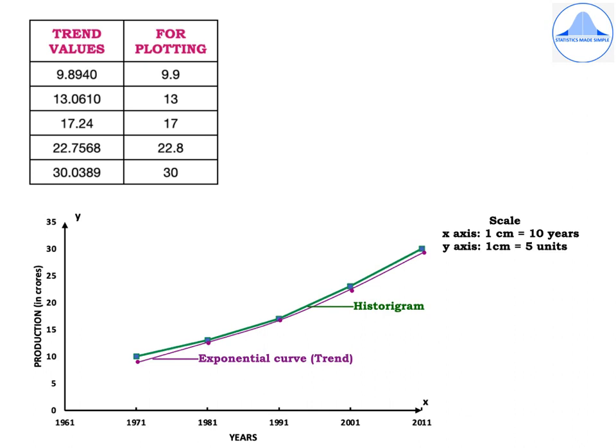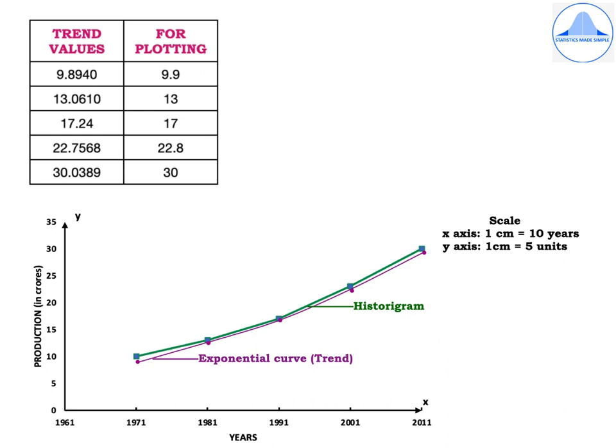Now in this slide, I have formed a table with the actual values and the trend values which will be used for plotting purposes. So the trend values which we obtained were 9.8940, 13.0610, 17.24, 22.7568 and 30.0389. For plotting purpose, I am taking only one place after the decimal after rounding off, which would be 9.9, 13, 17, 22.8 and 30.